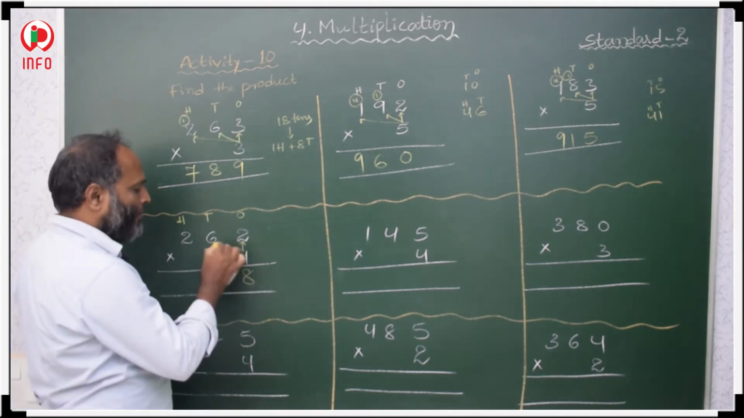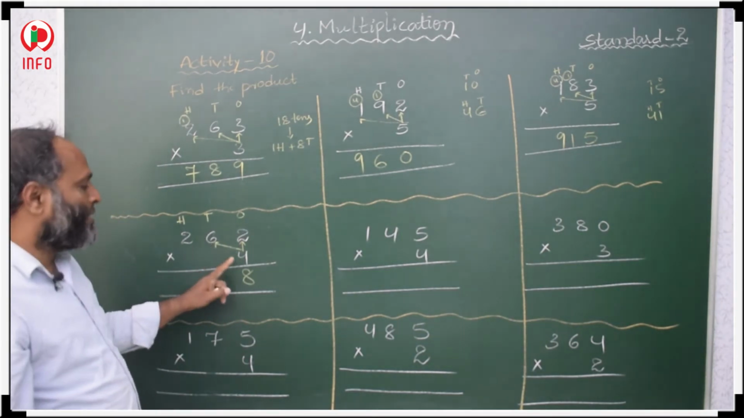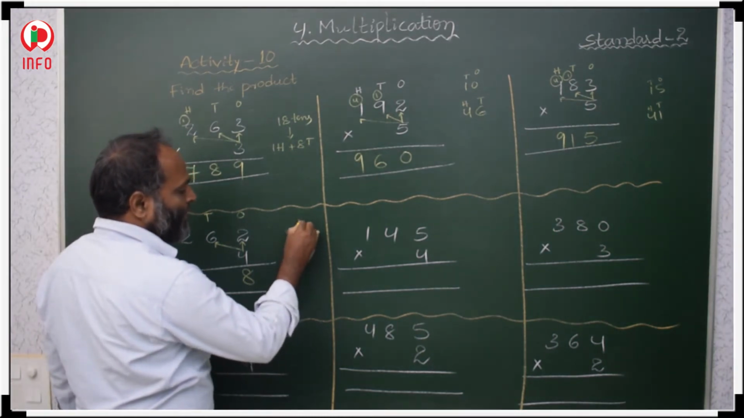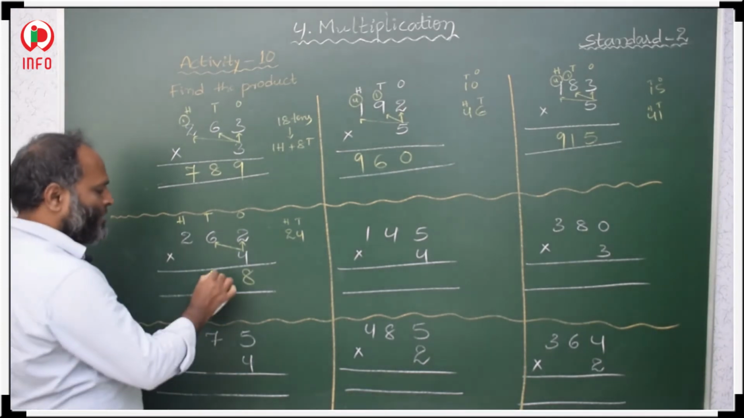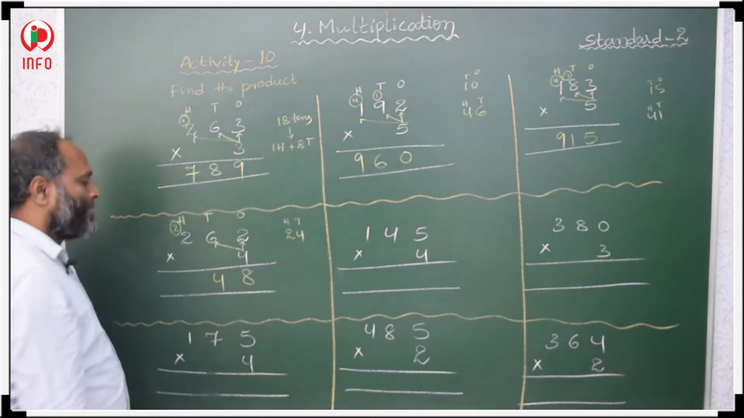Then 4 with tens place. What is there in tens place? 6. 4 6s are 24 tens. 24 tens means 4 tens and 2 hundreds. 4 in tens place we have to write and 2 carry over on hundreds place.